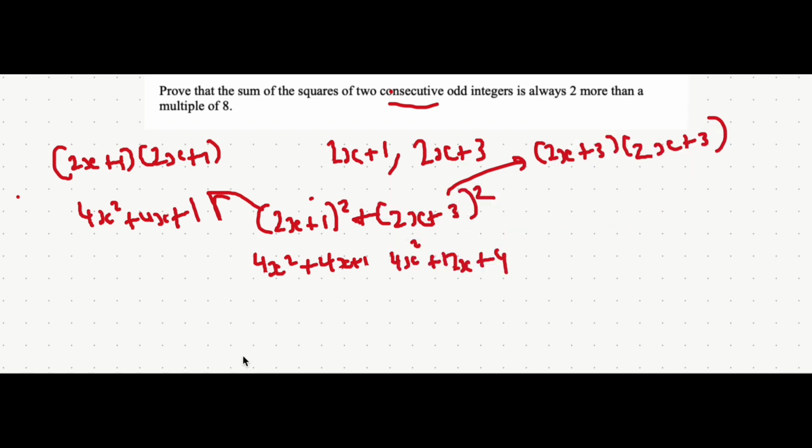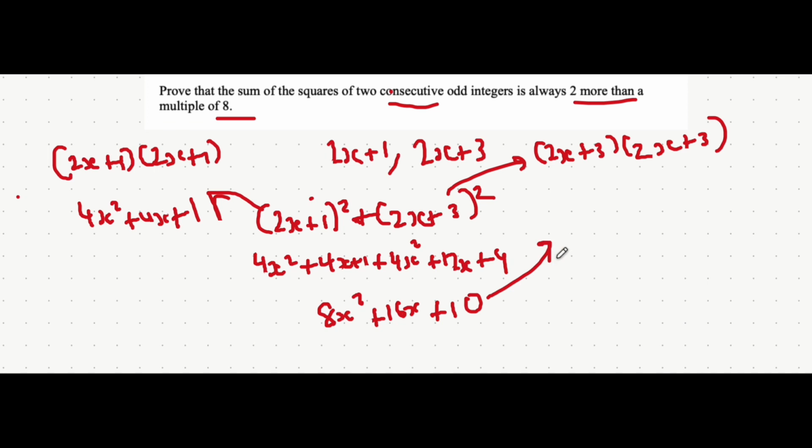And then you can add those together by collecting like terms. 4x squared plus 4x squared is 8x squared. 4x plus 12x is 16x. And 1 plus 9 is 10. Now let's go into the last part of the question, which is showing that it's always 2 more than a multiple of 8. Well, how can you do that? If you factor out 8 from this expression and then show that it's 8 multiplied by something plus 2, that shows that it's always 2 more than a multiple of 8.